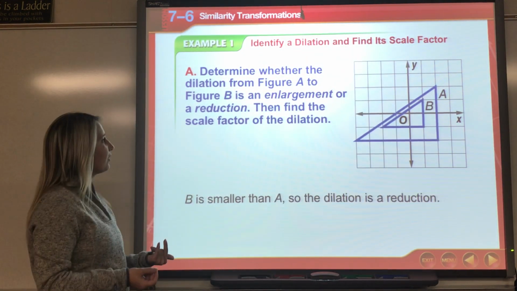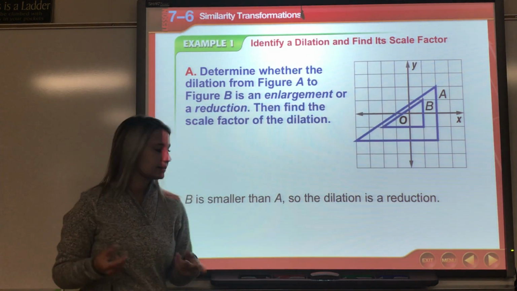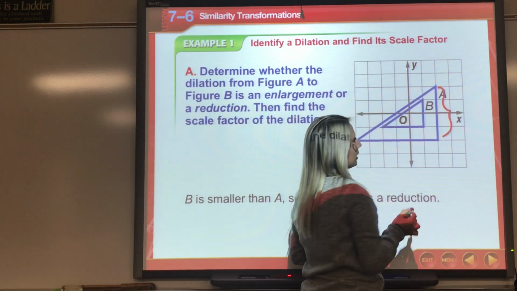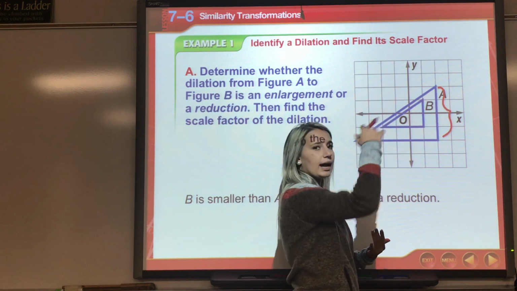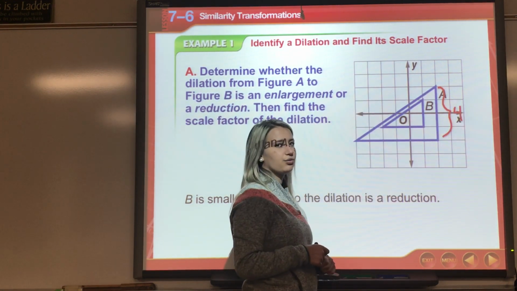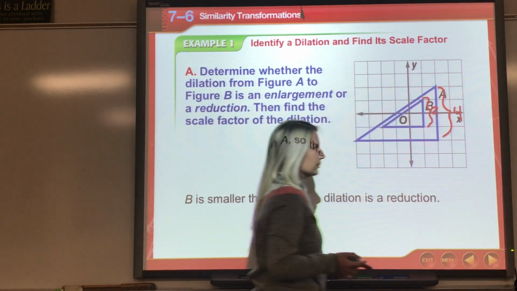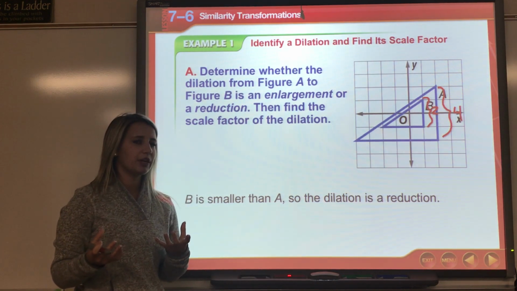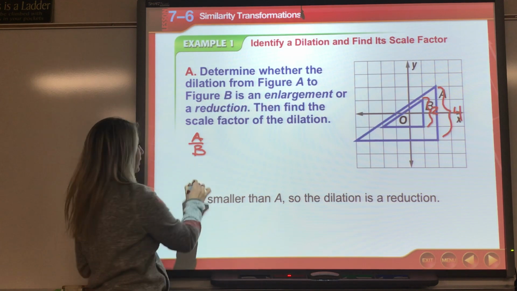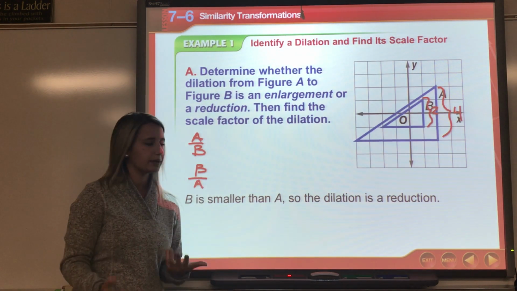Okay, now also we have to find what the scale factor is, okay? And that's the ratio of the sides. So I'm just going to look at this side. Okay, and since that's a straight line, I can count what the length is. So the length of that side of A is 4. And the length of this side of B is 2. Now there's kind of two different ratios here. We could have A over B, or we could have B over A.